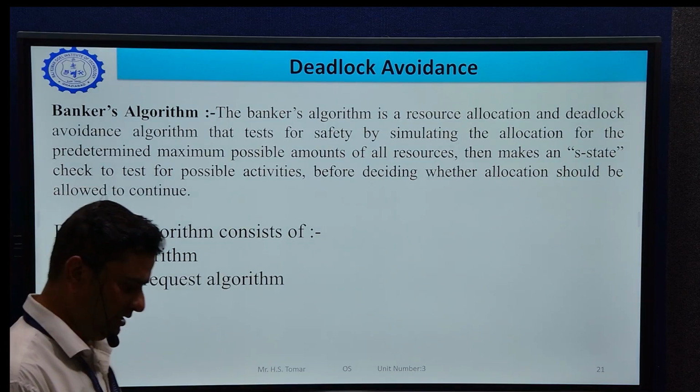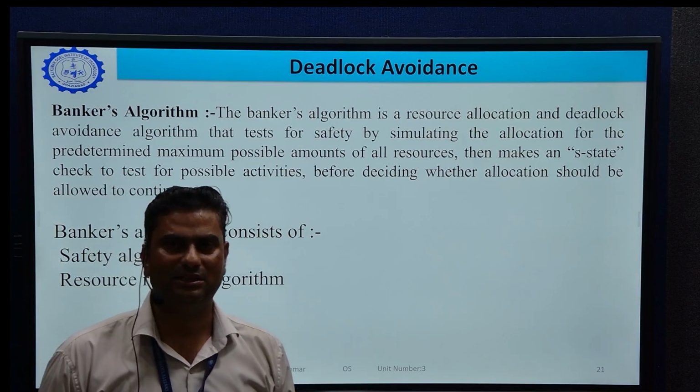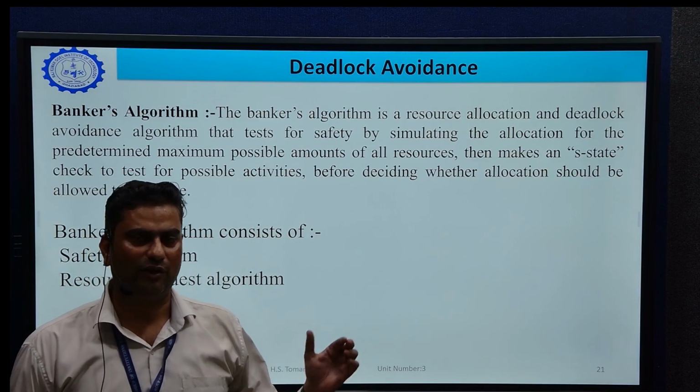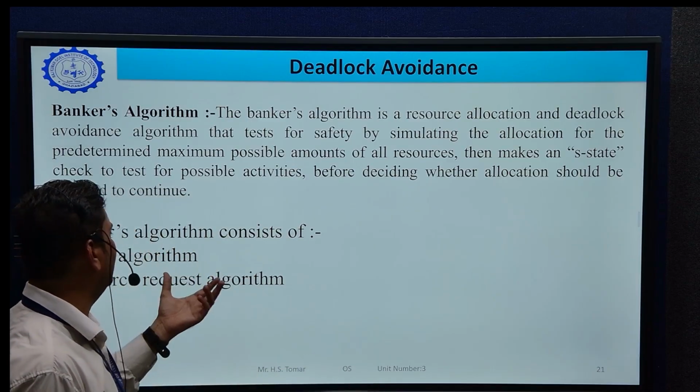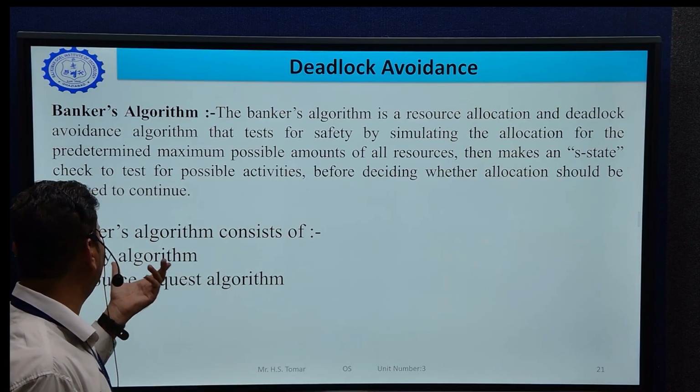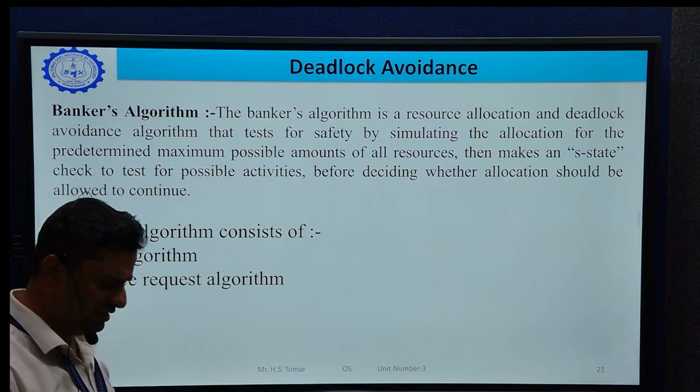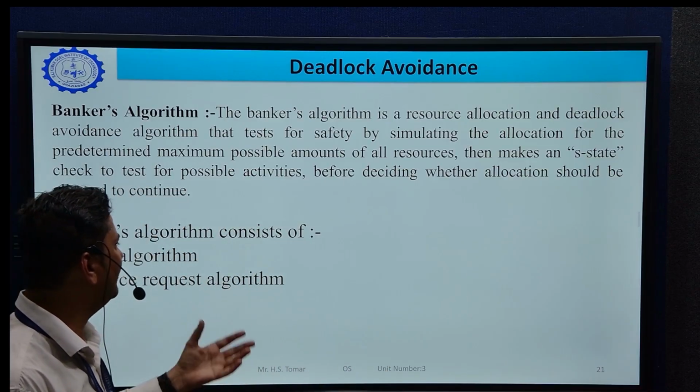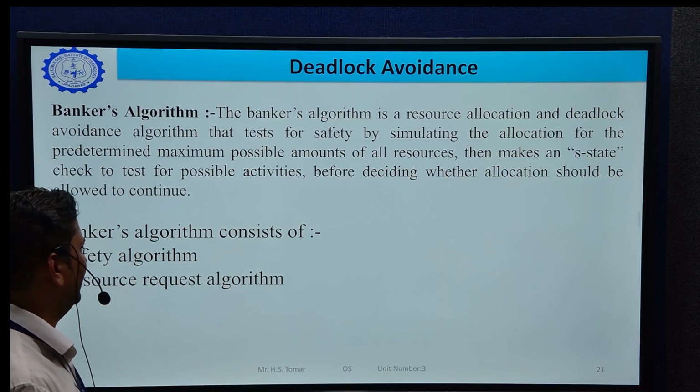Banker's algorithm is a deadlock avoidance strategy, which says that we have to adopt the safety algorithm, because it provides the safe sequence. How? Next slide please.